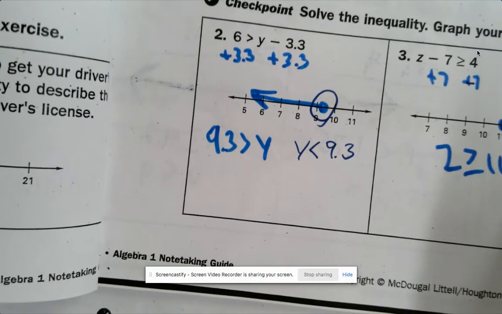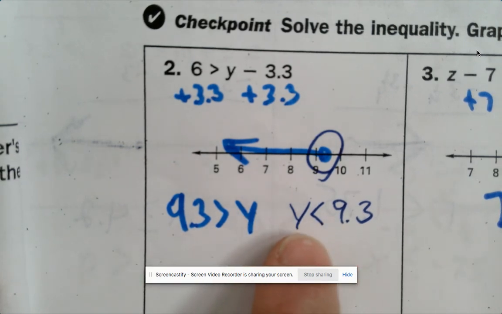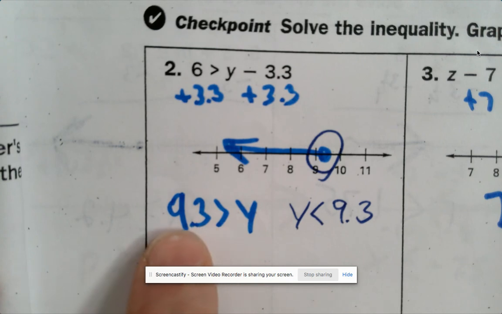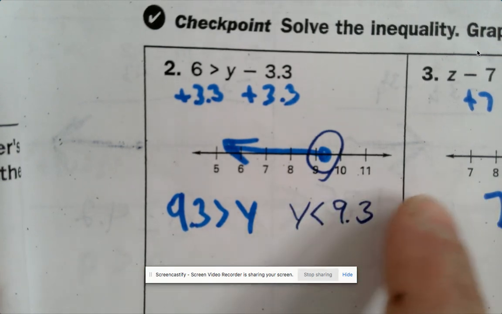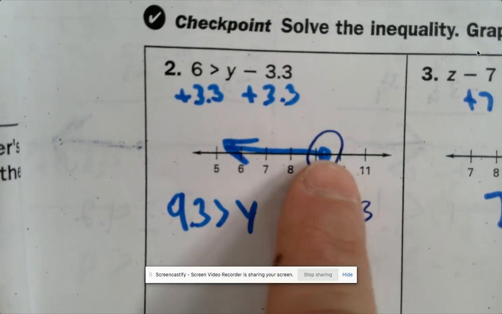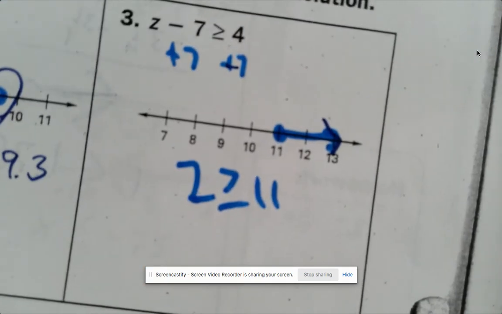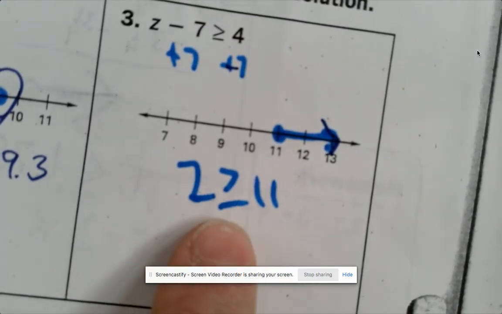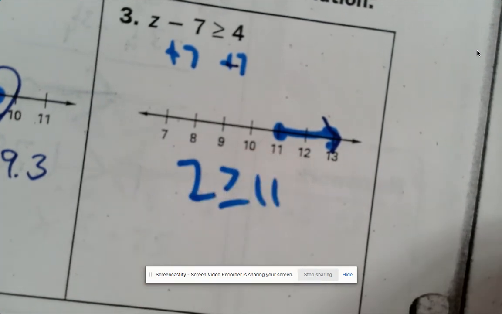Number 2, hopefully you got adding 3.3 to both sides, so it would be 9.3. So the answer is, depending on how you write it, Y is less than 9.3. There's a little typo there. That should be an open dot, not a closed. That's an open dot. Number 3, add 7 to both sides. Z is greater than or equal to 11, and so it's a closed dot going that way.